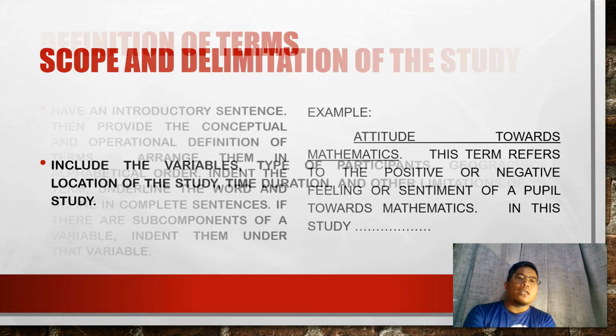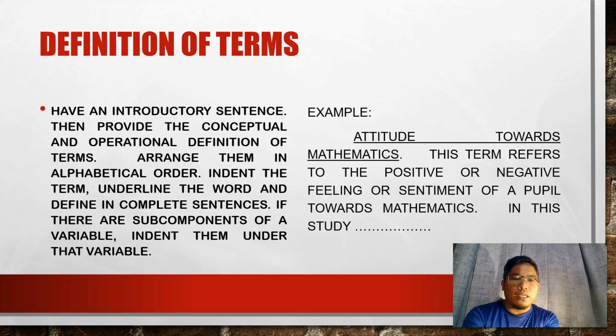Next to this is definition of terms. Okay, so here in this part, of course, we will have an introductory sentence, and in this area, provide a conceptual and operational definition of terms. So we will arrange them in alphabetical order, or even give it indentation, or underline the word, or define in complete sentences. If there are subcomponents of a variable, indent them under that variable.